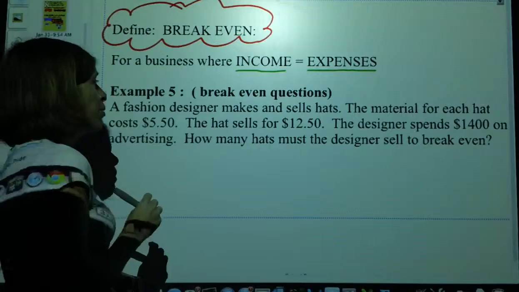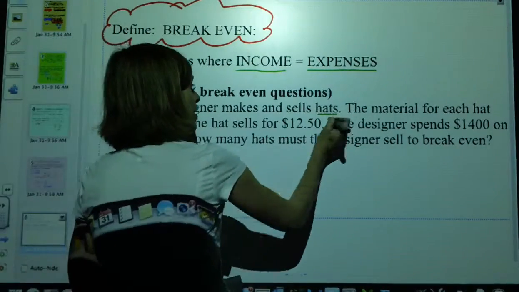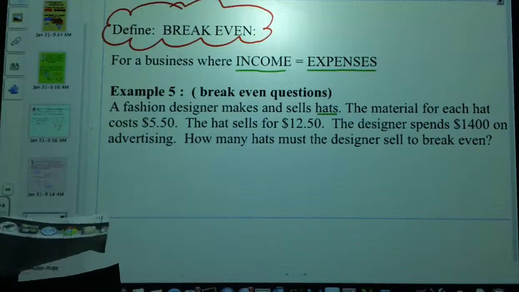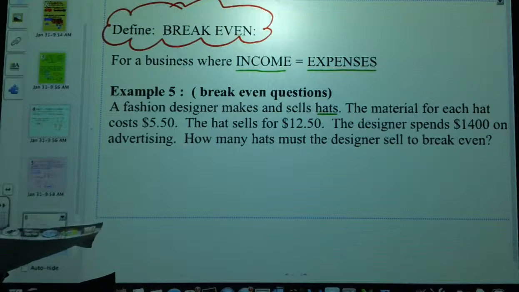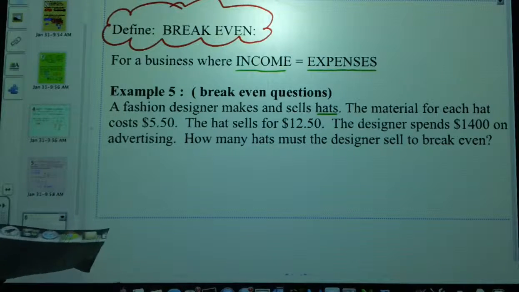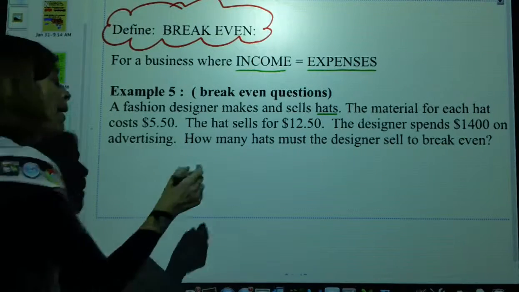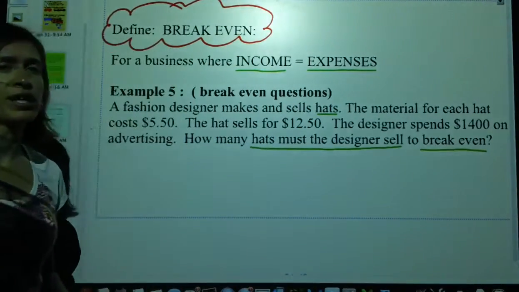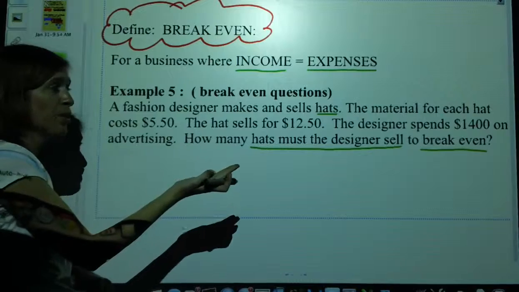A fashion designer makes and sells hats, okay? The material for each hat costs $5.50. The hat sells for $12.50. The designer spends $1,400 on advertising. How many hats must the designer sell to break even? Okay, break evens are actually usually pretty easy. The question's going to tell me what I have to sell.